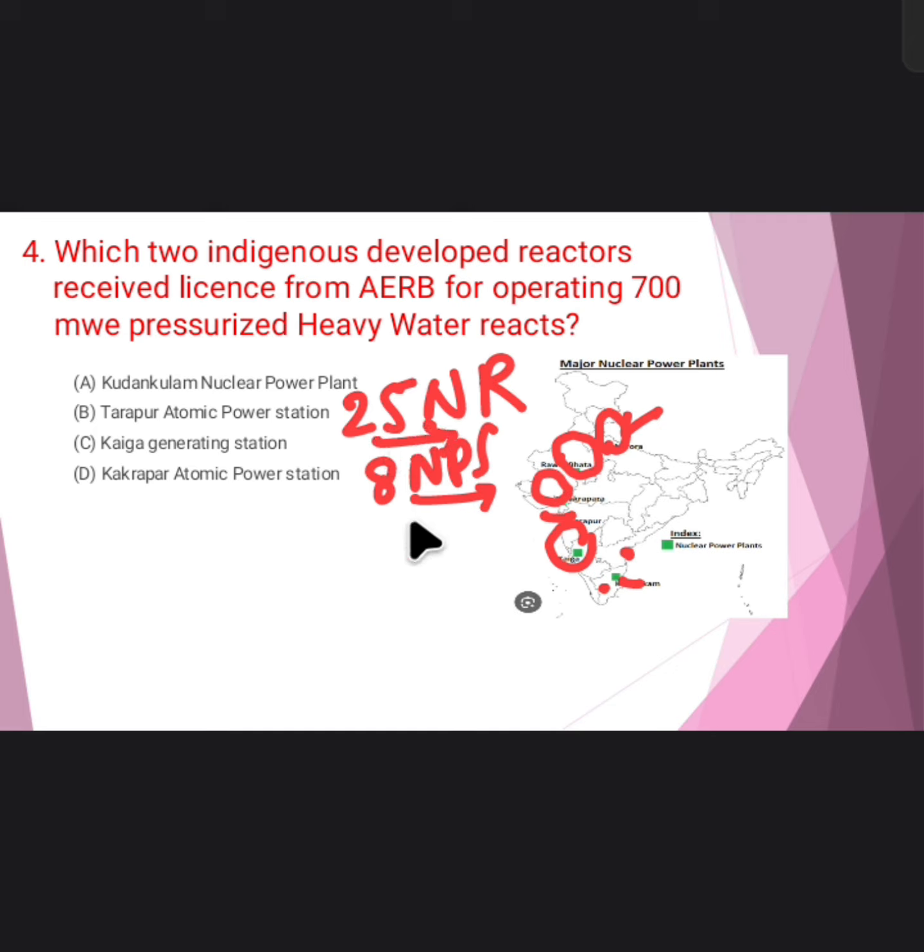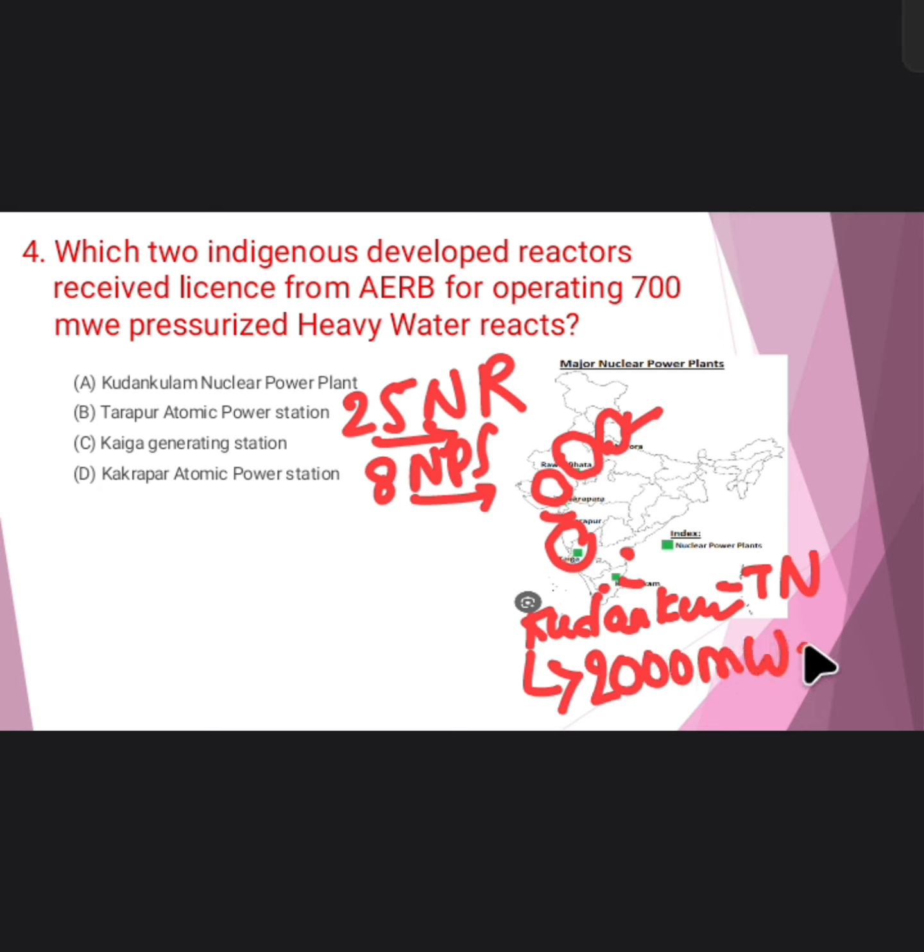The largest nuclear power station is Kudankulam, which is located in the state of Tamil Nadu, and can produce 2000 megawatts of electricity. So Kudankulam is in Tamil Nadu, Tarapura in Maharashtra, Kaiga in Karnataka, and Kakrapura in Gujarat. This is our correct answer. So option D would be the correct answer.